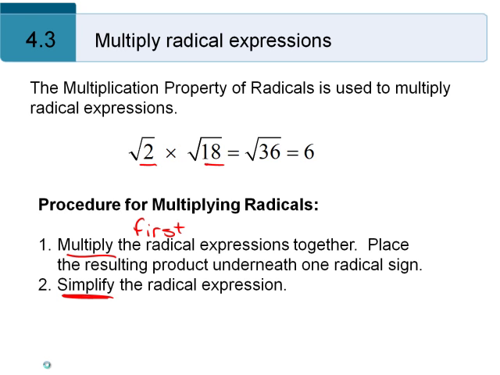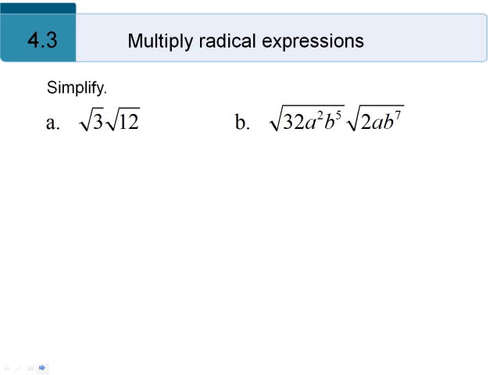All right. So on this first problem, we have the square root of 3 times the square root of 12. Well, you're going to go ahead and multiply those radicands. So 3 times 12 is 36, and then the square root of 36 is just 6. And no, they're not all that easy, but at least we start you off with a nice one, right?